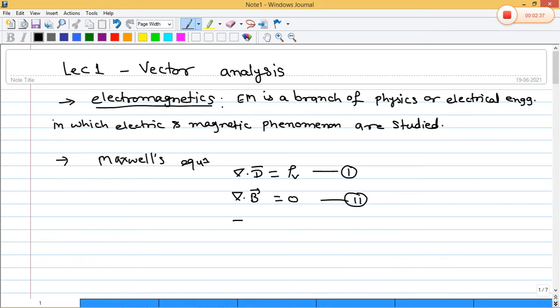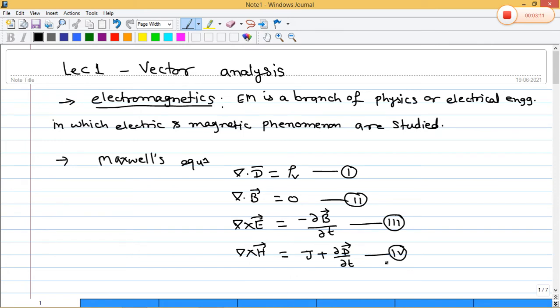And now the third equation is curl of E equals minus del B by del t. This is the vector notation, equation number 3. And the fourth equation is curl of H, that is the magnetic field intensity, equals J plus del D by del t. This is equation number 4. So these 4 equations are Maxwell's equations.